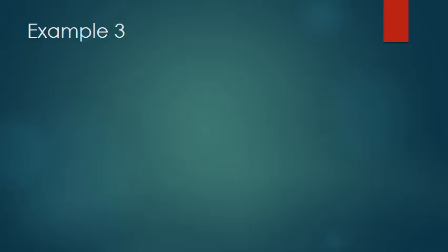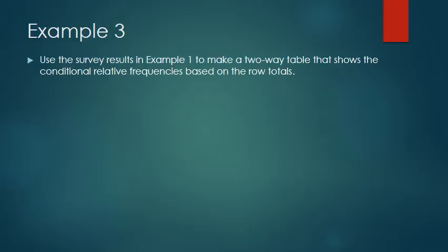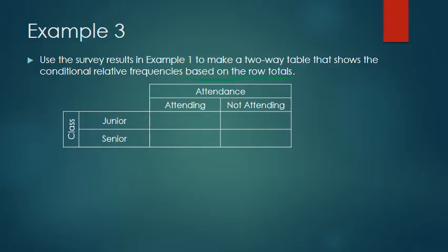Example 3, conditional relative frequencies. So we're going to use the survey results in example 1 to make a new two-way table that shows the conditional relative frequencies based on the row totals. I'm going to go ahead and underline that right now because it's kind of important. Based on the row totals. So let's start with this. How do we find the conditional relative frequencies? And I put rows again because it says based on the row totals.